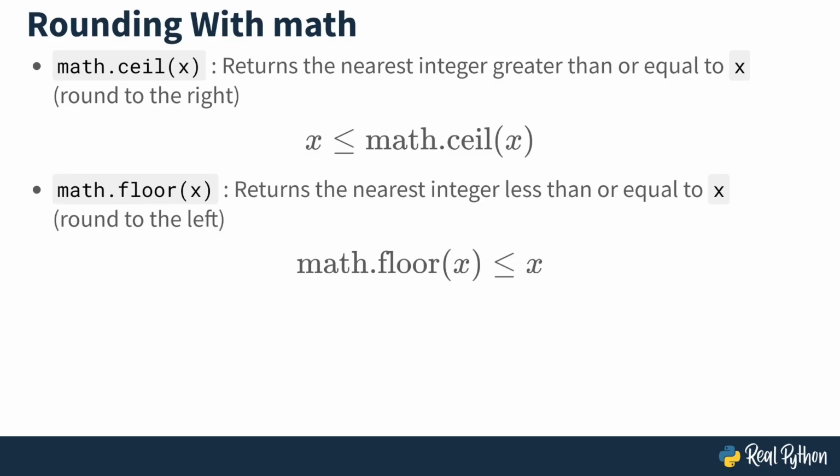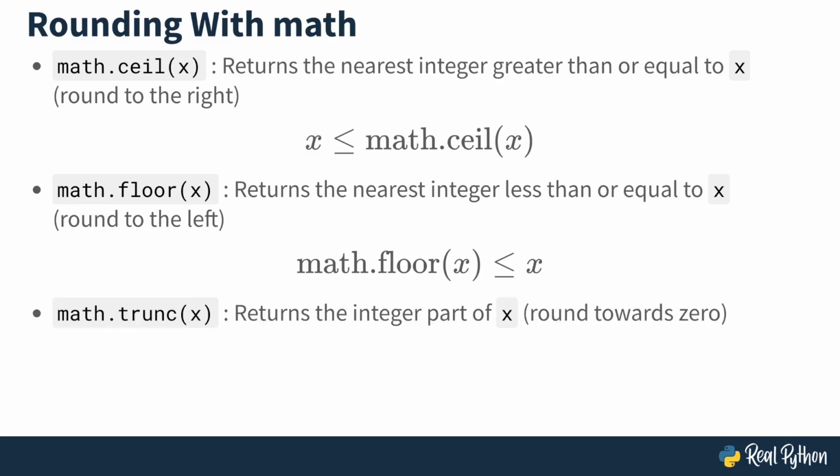Next is the floor function. Floor of x returns the nearest integer less than or equal to x. So on the number line, floor of x is going to be the integer that is to the left of x and closest to x. Now, this can get a little tricky when you are dealing with negative numbers, and we'll take a look at some examples. But if you keep the analogy of the real numbers as being points on the number line, floor of x rounds to the left on that number line.